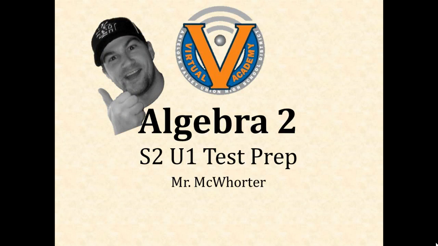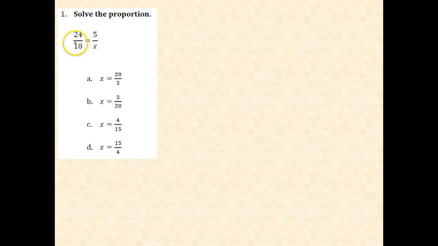In this video, we're going to review for the Unit 1 test. Now we can solve proportions by cross-multiplying, but if you look at this fraction here, you can see that we can simplify this fraction a little bit first, and that might make it a little easier. You can see that 24 is divisible by 6, and so is 18. So this will reduce to, say, 6 goes into 24 4 times, and 6 goes into 18 3 times.